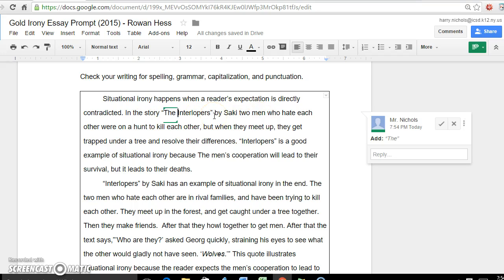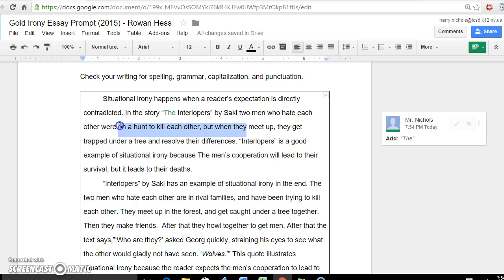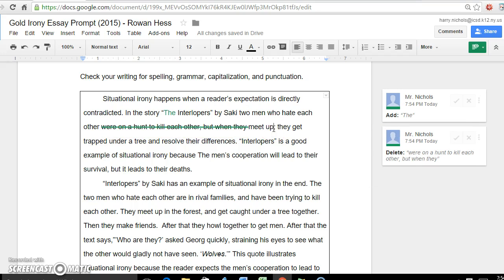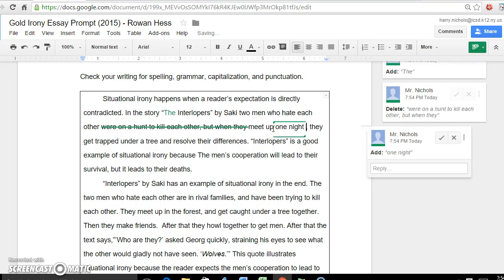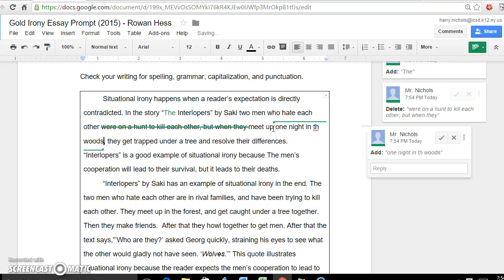In the story Interlopers by Saki, two men who hate each other were on a hunt to kill each other, but when they meet up, they get trapped under a tree and resolve their differences. There's a way to simplify this, and I'll show you how it is. Ready? Two men who hate each other meet up sort of like one night in the woods, right? And that's a way to sort of simplify what you were saying, and then that makes it flow a little better.